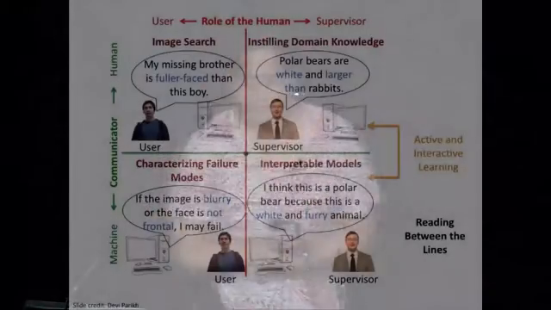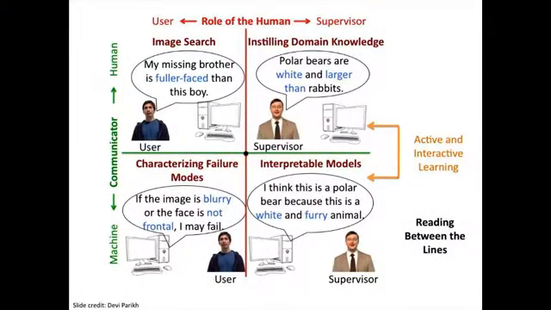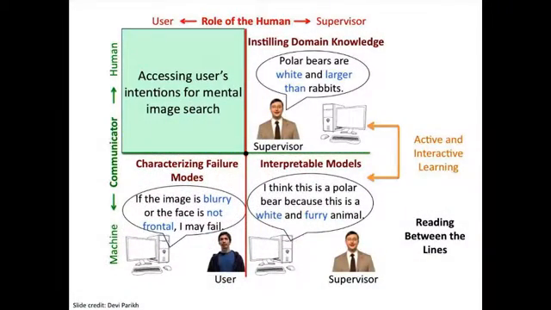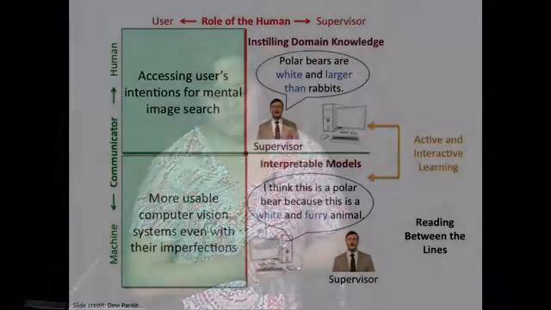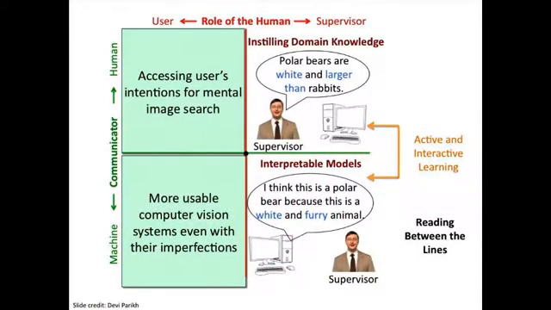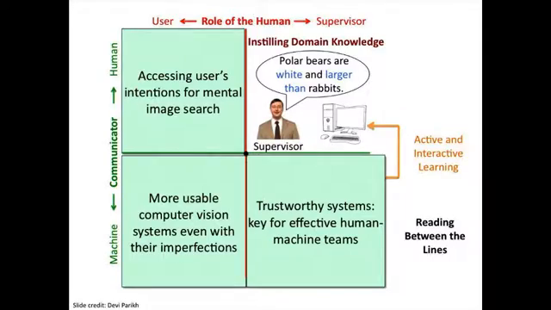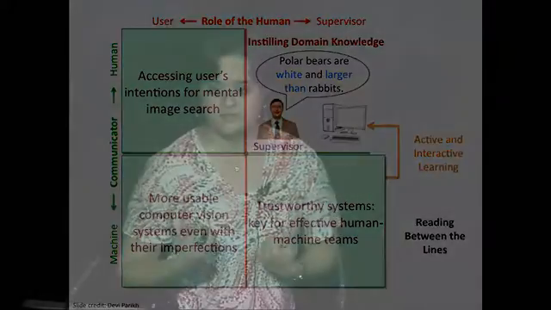All right, so overall, for this part of my talk, I've talked about how we've used attributes to access a user's mental model when they're trying to do something like image search. I've talked about how we've tried to use attributes to make our computer vision systems more usable while they're still imperfect by getting them to characterize their failure modes. I've talked about how we're trying to use attributes to make our machines more interpretable, where they're explaining why they're making the decisions that they're making and not just spitting a decision out.